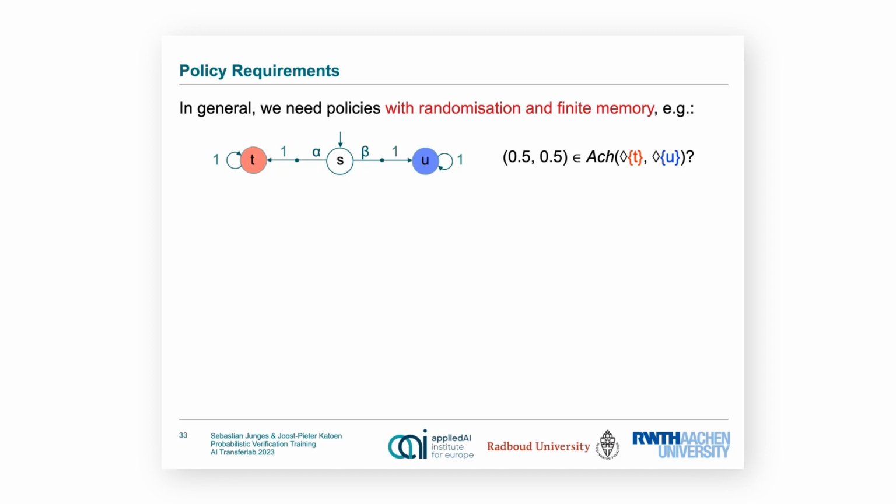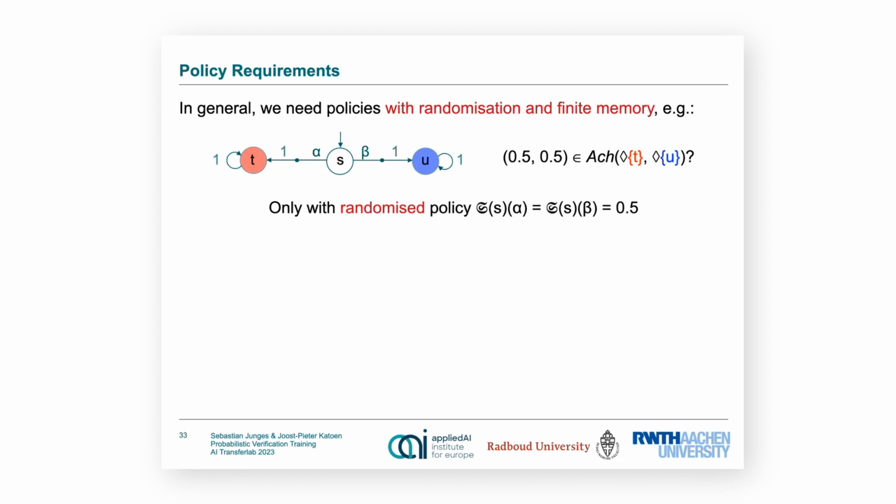So I'm asking myself, is the point a half? Is this in my green area? And my green area is called the set of achievable points for these two, let's say, reachability queries. And it's hopefully clear to you. You can only achieve this if in state S you flip a coin, right? Notice this coin is not part of your model. It's a coin that is part of your policy, of your strategy to solve this puzzle, right?